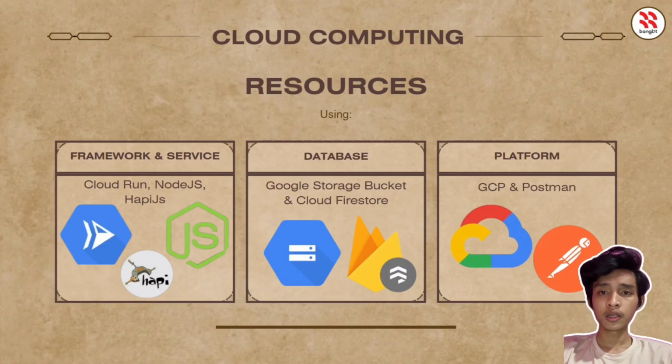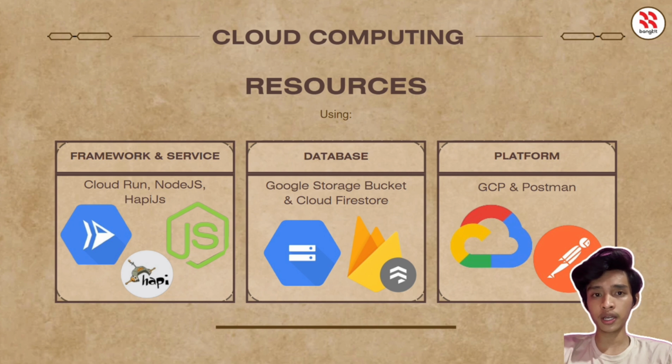Next slide. Okay, as shown in the image, we have utilized a variety of cloud computing resources to achieve our project goals. Here's an overview of the main components. First, the framework and service to build our API: we use Node.js, Hapi.js as the framework, and the service we use is Google Cloud Run. Second, for the database, we use Google Storage Bucket and also Cloud Firestore. Then for the platform, of course, we use Google Cloud Platform and Postman for testing our API.